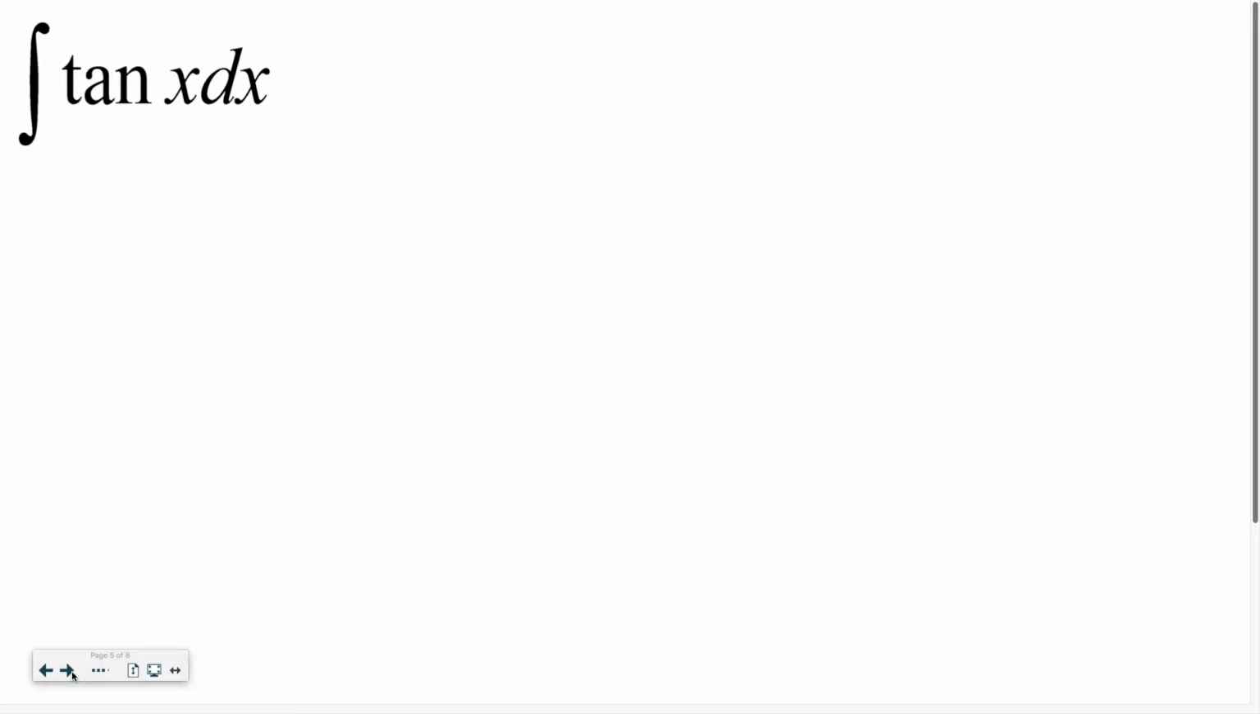Do we have an antiderivative for tangent? What is it? Okay, we have an antiderivative for secant x tangent x, and we have an antiderivative for secant squared x, but we don't have this tangent, right? Let's figure out what it is. You ready? There is one. How could we rewrite tangent?